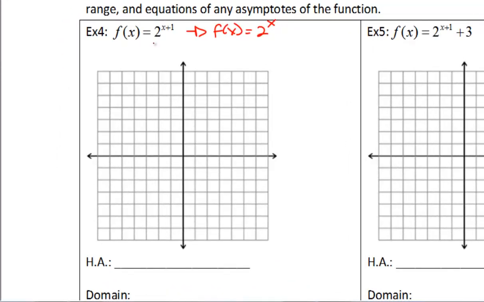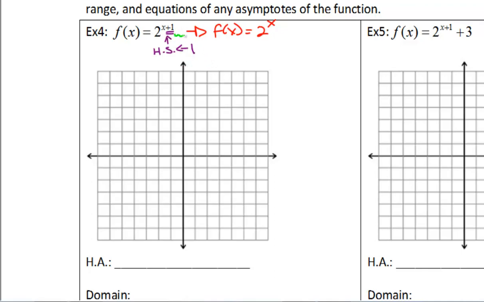Remember, anything here that's with x is always called a horizontal shift. So this is a horizontal shift, and remember the horizontal shifts were always opposite the number there, so a plus 1 moved us left 1. Okay, well, do I have a vertical shift?